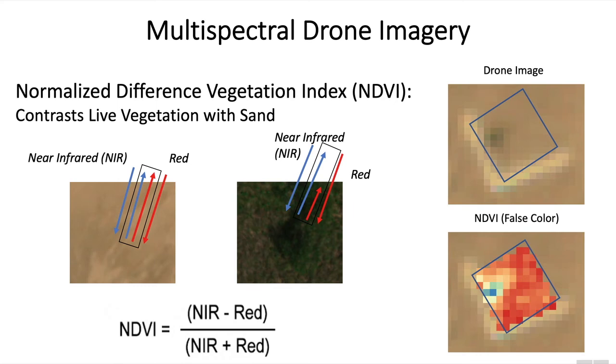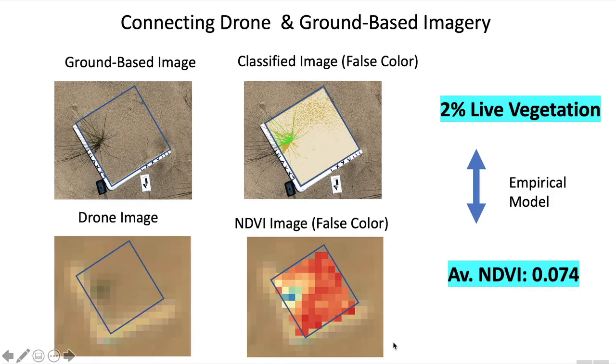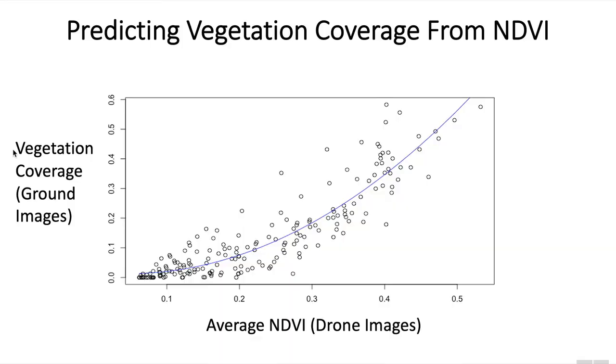We calculated NDVI at all 50 sites in the drone imagery. By taking the average NDVI value for all pixels in a single quadrant, we now are able to connect the reflectance values in the drone imagery to the initial vegetation coverage estimates from the ground-based photographs. Taking these two values into account, we can now create an empirical model predicting live vegetation coverage from average NDVI values. By splitting all 50 sites into quarters, we create a total of 200 data points to fit our model to.